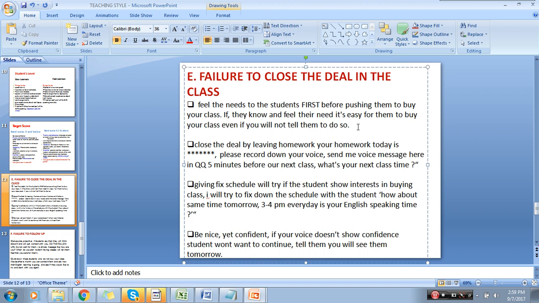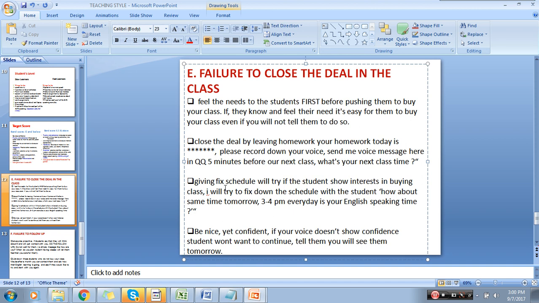If student A feels that they really have the need to study, it would be easy for her to buy your class. You may as well close the deal by leaving homework for your student. Okay? Or you may close the deal by asking them what their plan is for the next class, or what their preferred time is for the next class. Also, you may close the deal by giving a fixed schedule for your students. Okay, this may somehow show interest in buying the class.